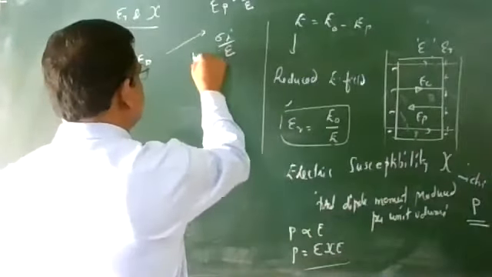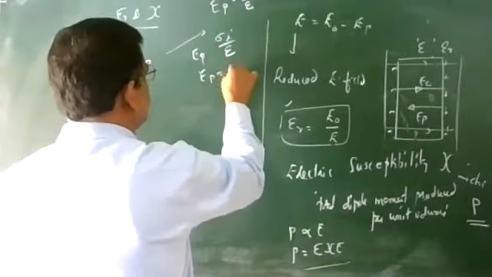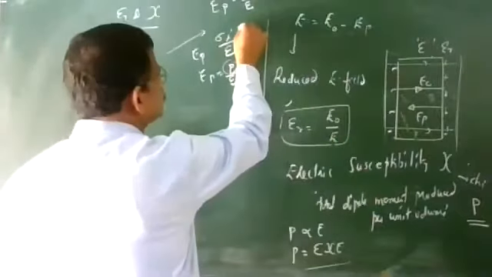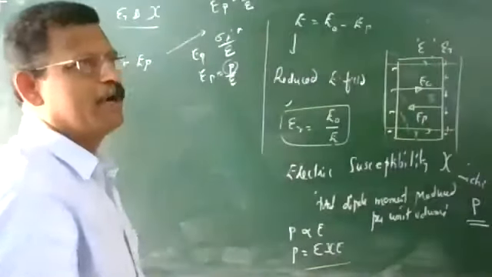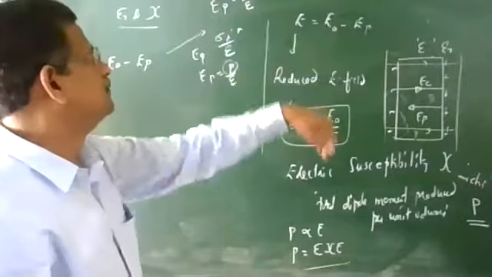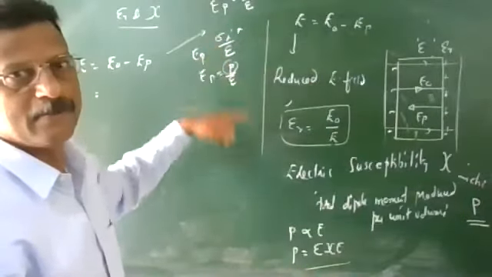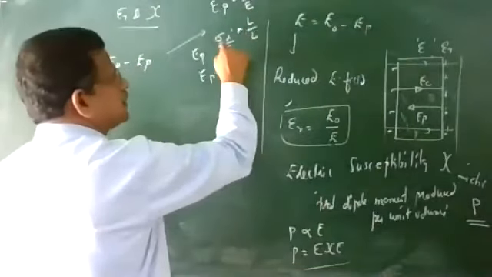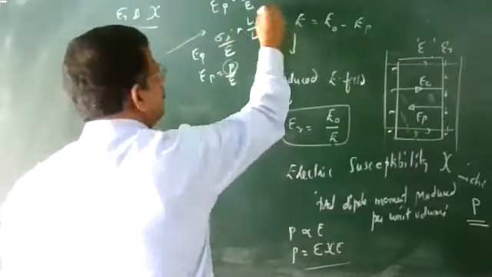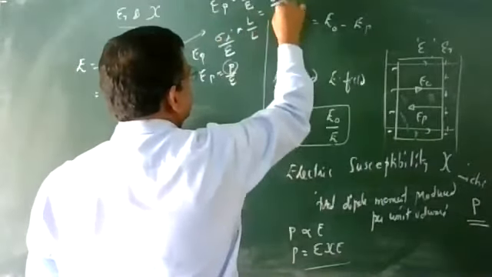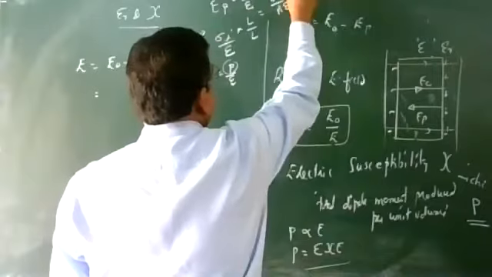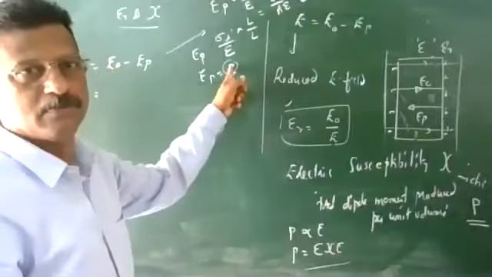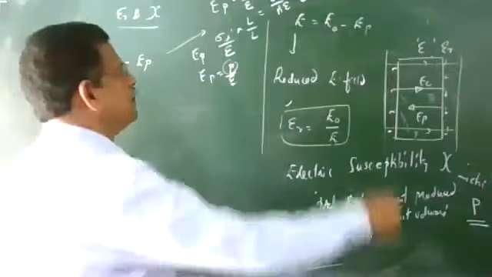If you write it in terms of P, the equation will come in the form of P divided by epsilon. Suppose I multiply and divide by the total length L, the length of this slab. Sigma is equal to charge upon area, divided by epsilon, into L by L. Sigma into L stands for total dipole moment per unit volume.